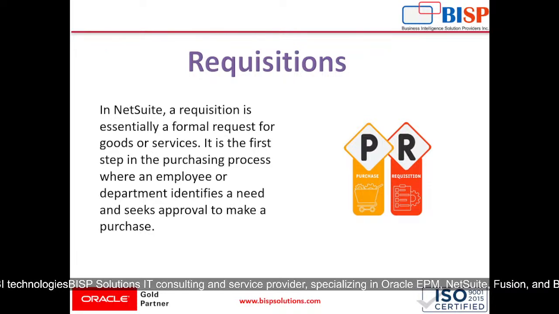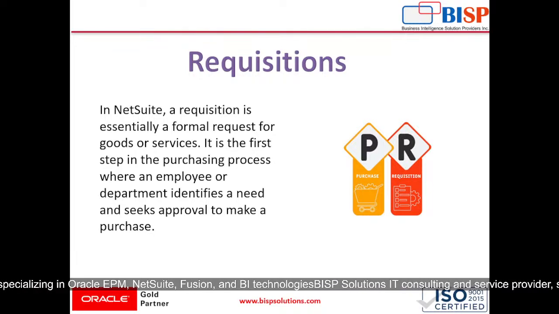For example, imagine you work in the marketing department and you need new promotional materials for an upcoming event. You will be identifying the need, like you need 500 custom printed brochures. Then create a requisition with the item, custom printed brochures, quantity 500, reason, for the upcoming trade show in September, and preferred supplier, the vendor you are thinking to purchase from, ABC Printing Services.